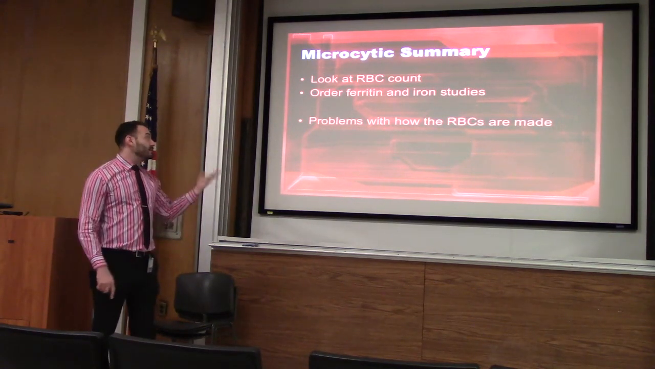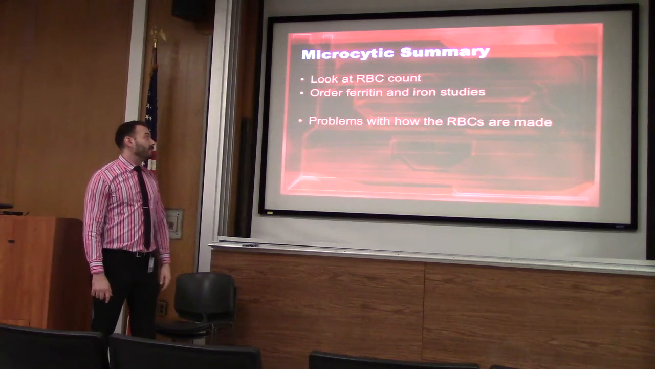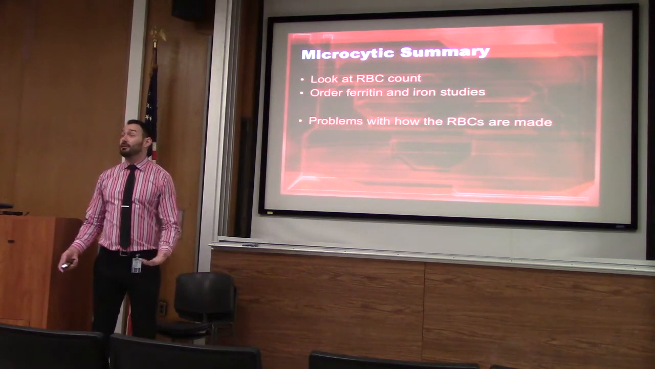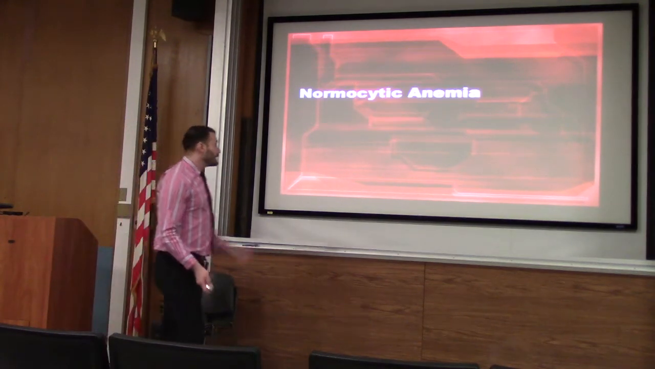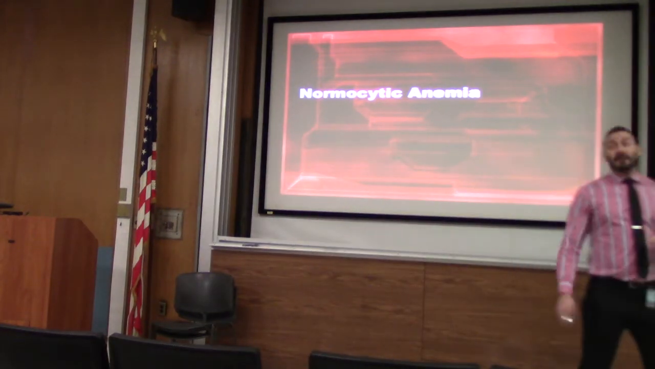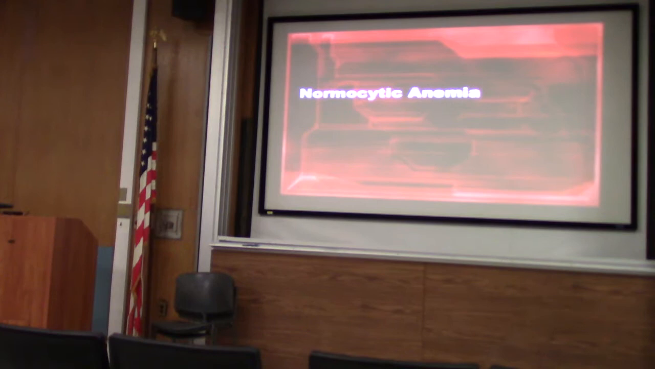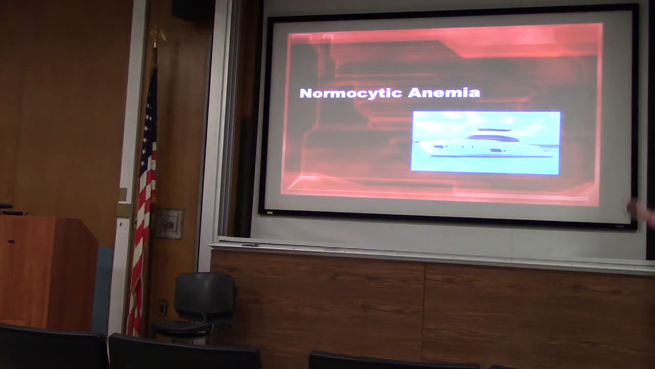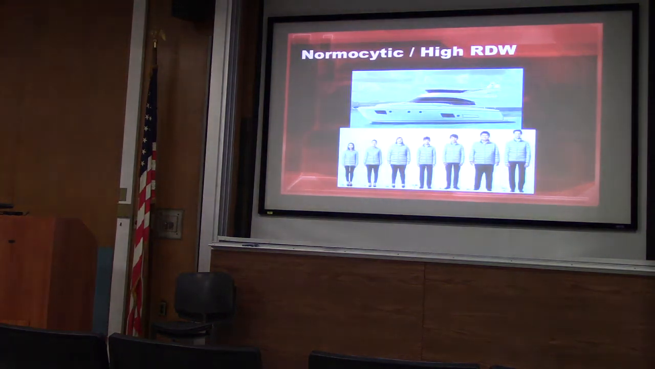And this is essentially microcytic anemias, which I would describe as problems with how red blood cells are being made, the construction of red blood cells. So the next anemia we're going to look at is the normocytic anemias. Microcytic is considered your MCV less than 80. Normocytic anemias are MCV 80 to 100. In this case, we talk about the boat size that we want, the normal size boat.